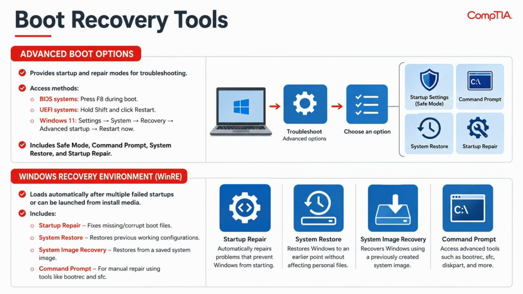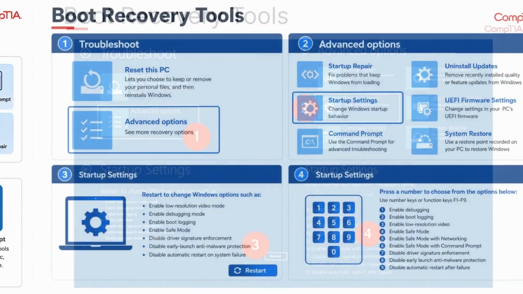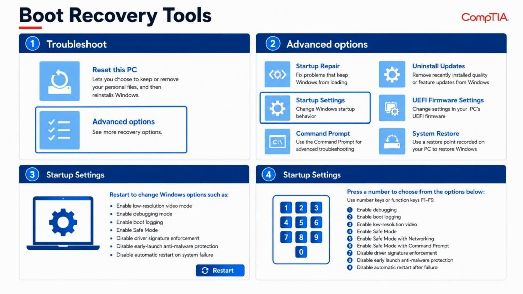For boot recovery, you can access the Advanced Boot Options menu in several ways, depending on your system, such as using the F8 key or the Shift Restart combination. These options lead you to the Windows recovery environment, which provides critical repair tools like Startup Repair and command line utilities. This view shows the actual Windows recovery environment interface, illustrating the various troubleshooting tiles and startup settings you can modify if your system fails to boot properly.